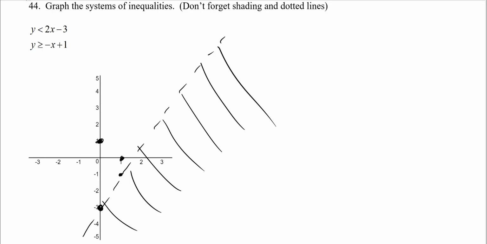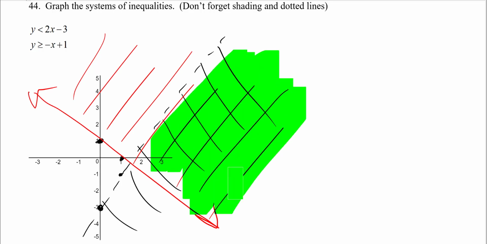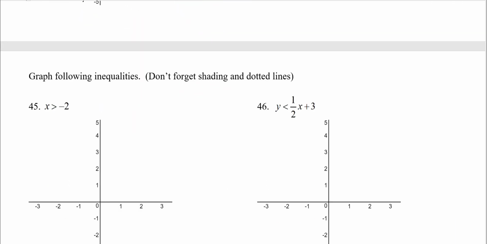So I can do this in a different color. So that's, like I said, a solid line. Okay, and that's shaded above. So I'm going to shade it above. So wherever the black and red overlap, that's your solution. So that means this is our solution right here. Okay, it's really pretty easy to do that. All right, so let's move on to the next one.